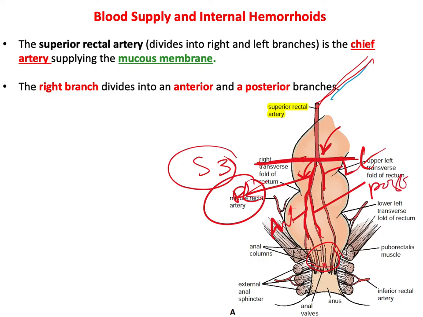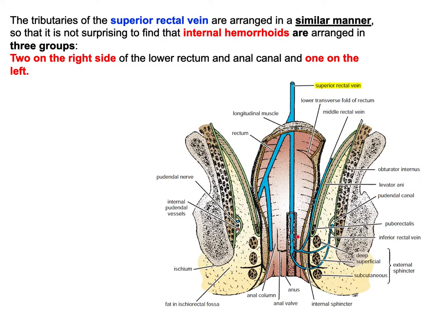Why? Because the venous drainage, I mean the superior rectal vein, follows the same path. So here again we reach the superior rectal vein. These are the tributaries of the superior rectal vein, which is arranged in a similar manner to that of the superior rectal artery. And you don't have to be surprised if you get internal hemorrhoids. Hemorrhoids, in Arabic, البواصير. So don't be surprised if you find internal hemorrhoids at this area.